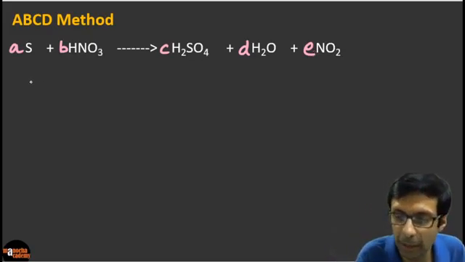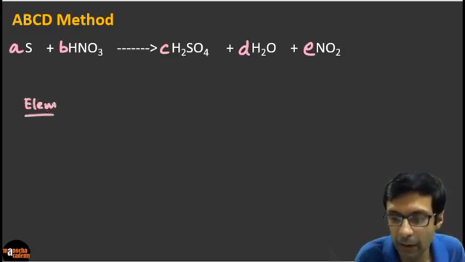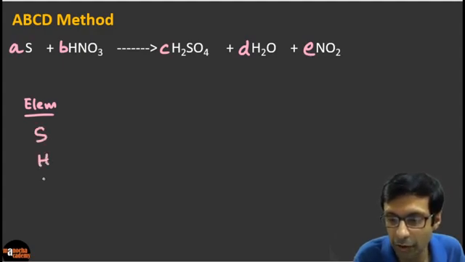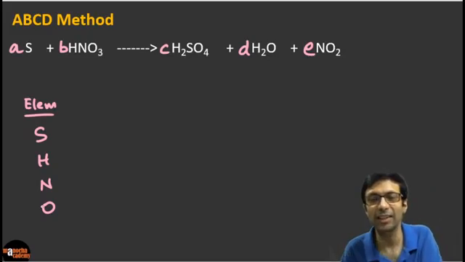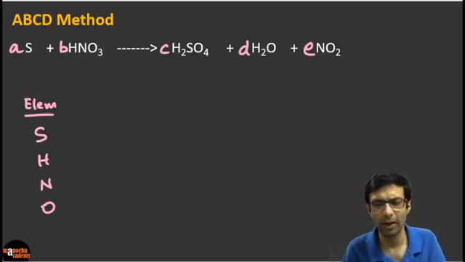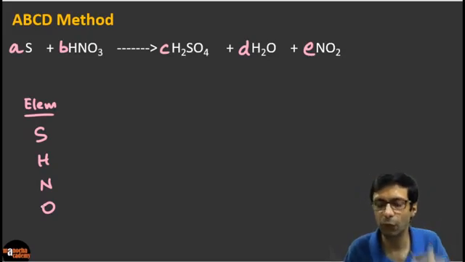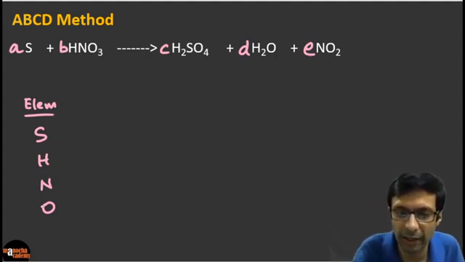Now again, let's make our table here. So our table is going to be the elements. And can you see what our elements are here? It's sulfur, hydrogen, nitrogen, and oxygen. Okay. And we are going to count the atoms of each element on the left side and the right side, and we are going to equate them. Okay. So pretty simple. Just follow me. Just follow the steps and you'll find it really easy.